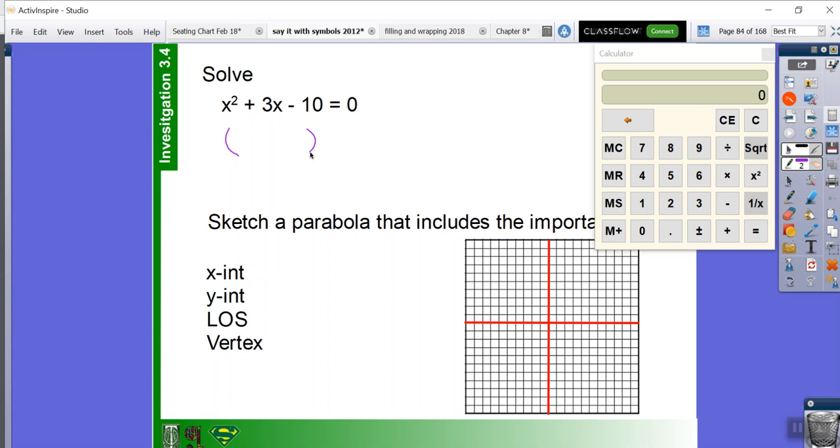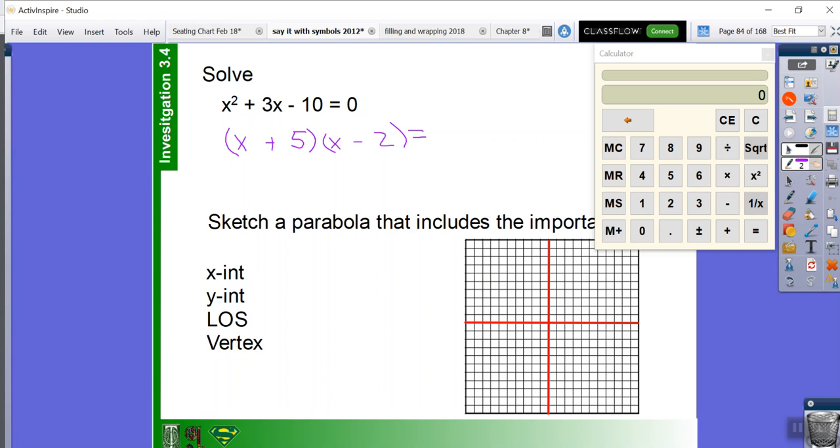I know that I'm going to use two pairs, and x and x are going to be at the beginning of my two pairs. Now, I need something that multiplies to negative 10 and adds to 3. So I'm thinking positive 5 and negative 2, because when I multiply 5 times a negative 2, I get a negative 10, and when I add them together, I get 3x.